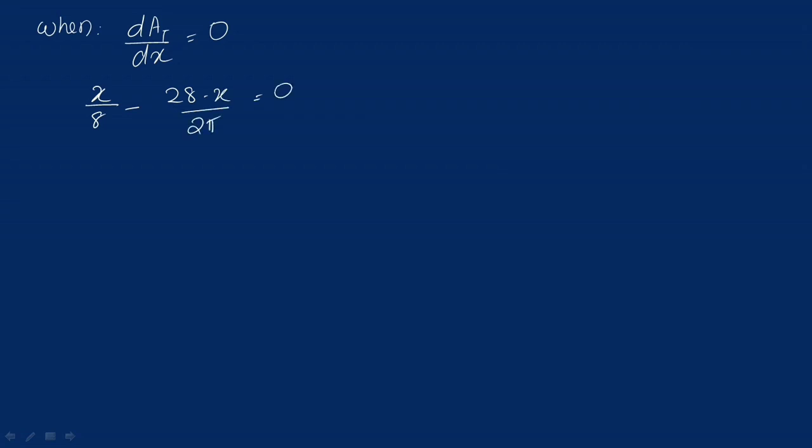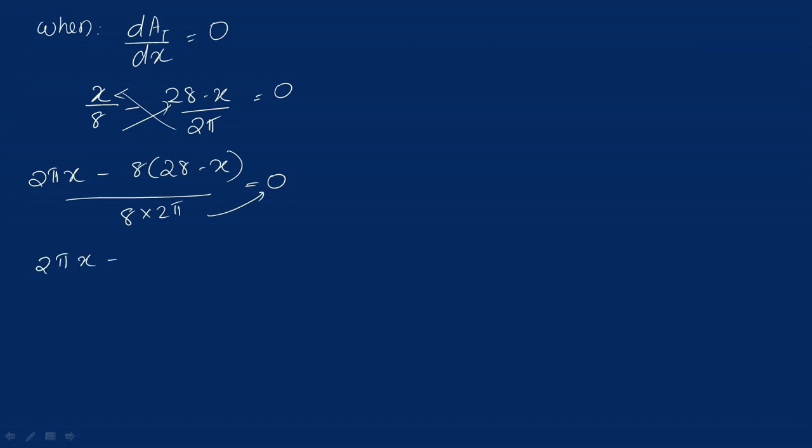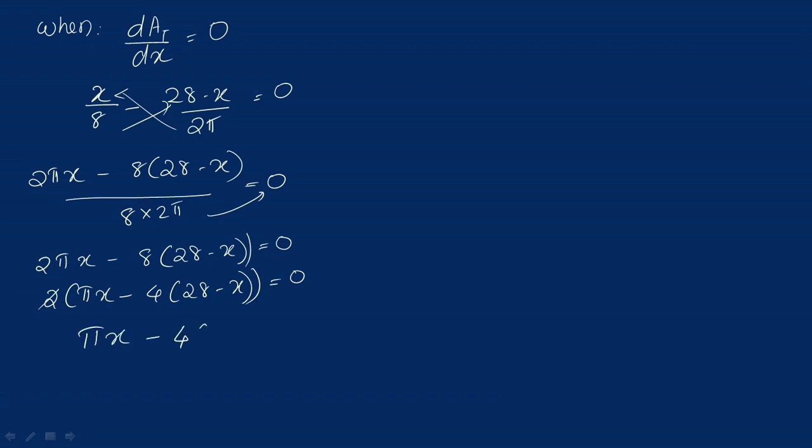Now cross multiplying, we have (2πx − 8(28 − x)) = 0 × 8 × 2π = 0. Taking 8 into 2π to the left side, that becomes 0. So we have 2πx − 8(28 − x) = 0, or 2 is taken common. So (πx − 4(28 − x)) = 0, or 2 is cancelled. So πx − 4(28 − x) = 0.